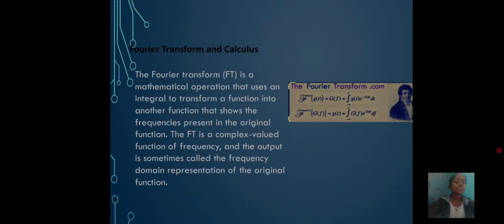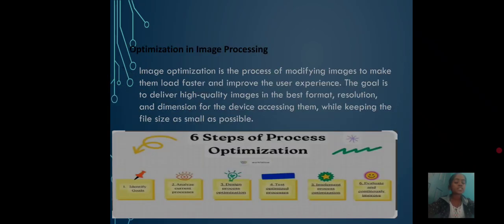Let's move into the next slide, that is the Fourier transform and calculus. The Fourier transform is a mathematical operation that uses an integral to transform a function into another function that shows the frequencies present in the original function. The FT is a complex valued function of frequency, and the output is sometimes called the frequency domain representation of the original function.